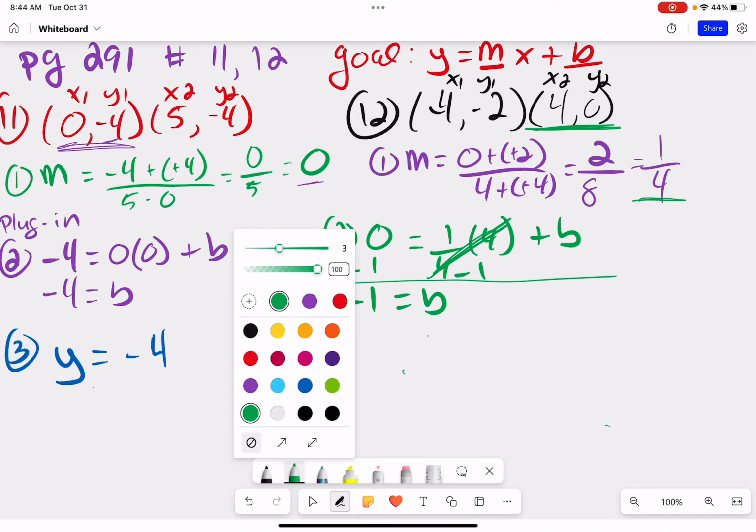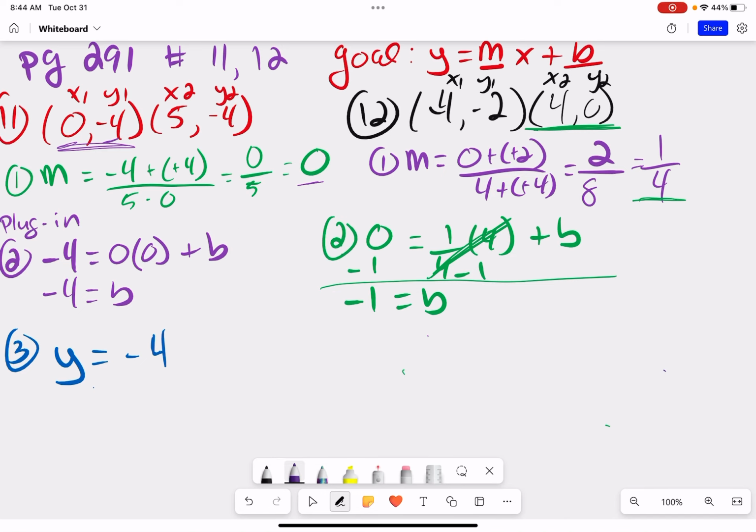And then last step here, step number 3, is put it all together. So y equals, what was my slope? 1/4 x. And then what is my b? Minus 1.